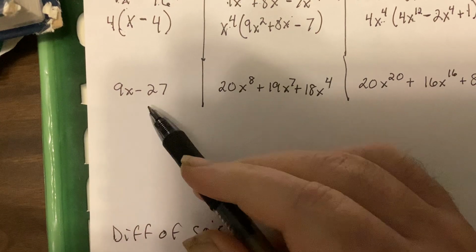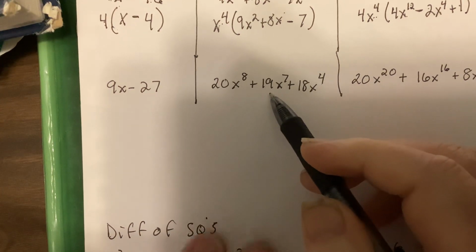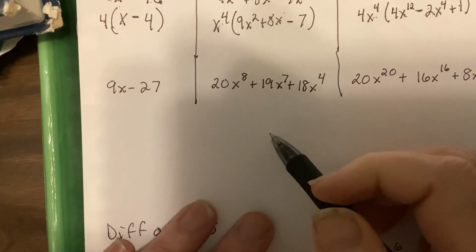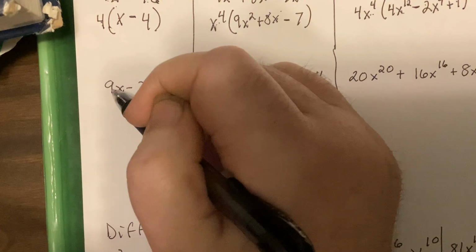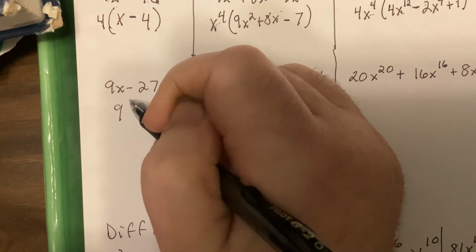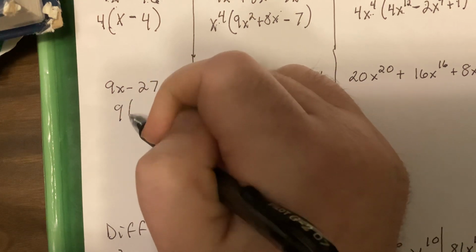So do these two right now for me, please. You might have to freeze the video. Okay, so what's the biggest number that goes into 9 and 27? 9. Is x in both terms? No.